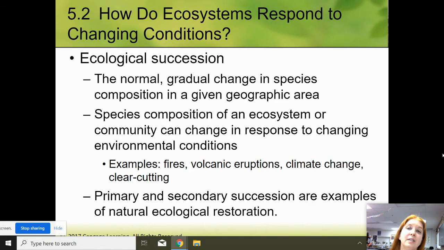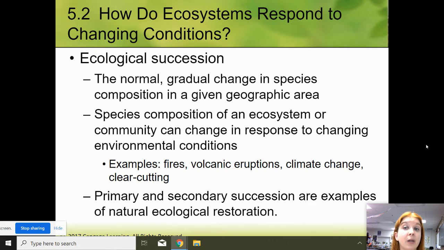So ecological succession is the normal, gradual change in a species composition in a given geographical area. So you have steps of development. You're never going to go from an abandoned field to a fully developed forest overnight. You have to have a process, which is called succession. So the species composition of an ecosystem or a community can change in response to changing environmental conditions.